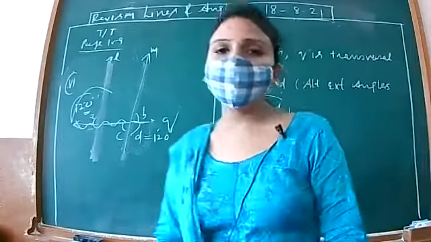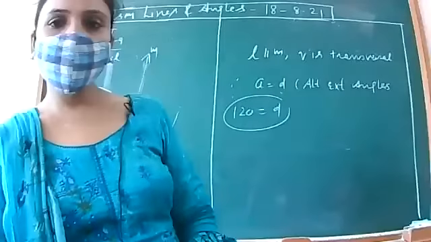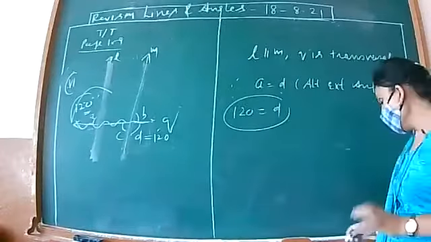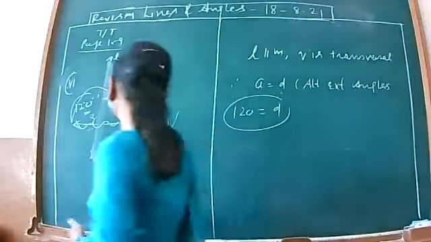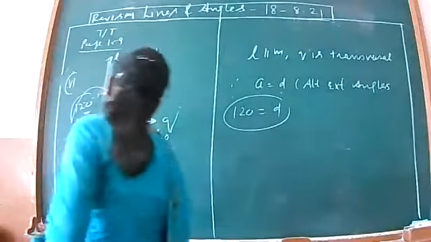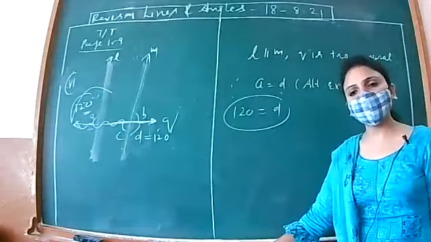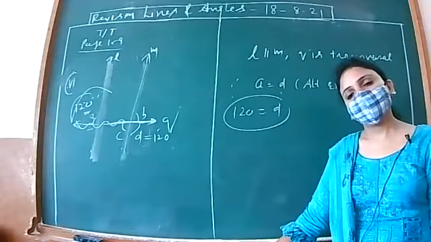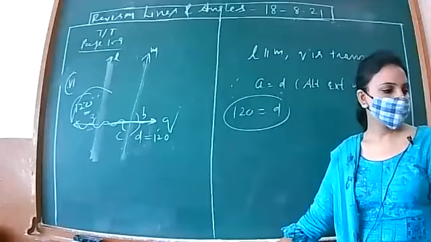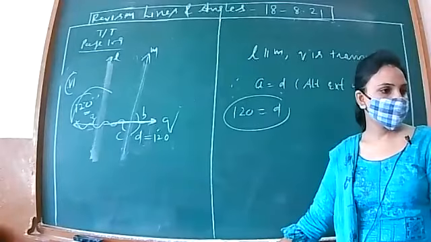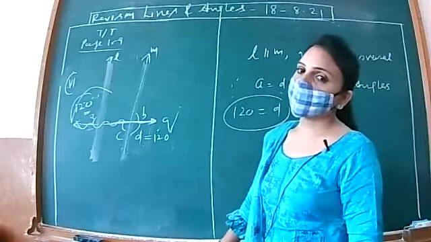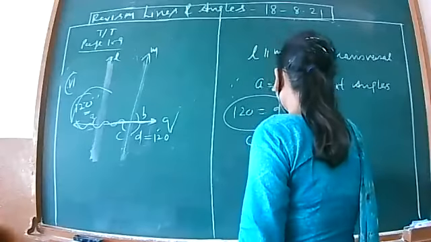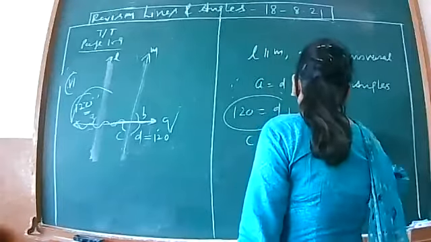Relation between D and C. Yes, Jasveen, you tell. Linear pair. They are forming a linear pair. They are sitting on a straight line. Shabash. And what is the property of linear pair angles, Jasveen? Ma'am, both angles should be on a straight line and their sum will be 180. Very good. C plus D is 180, reason being linear pair.